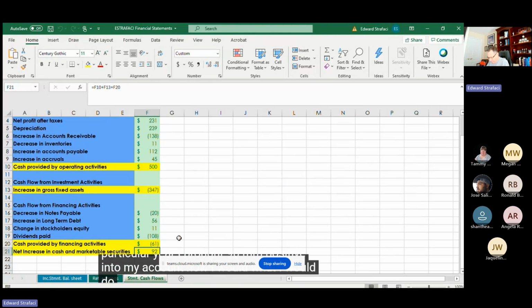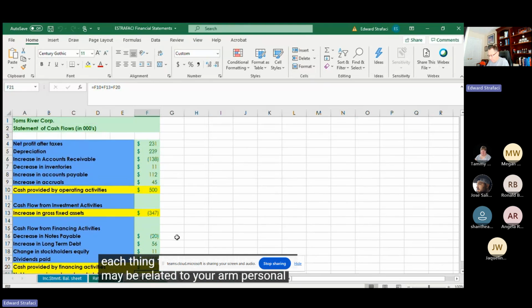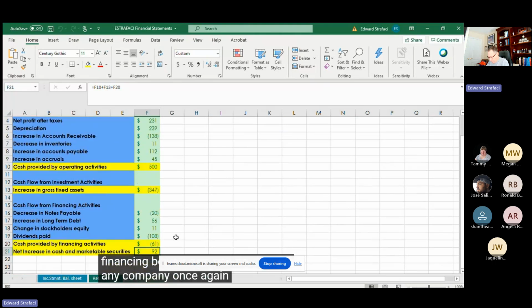What I would do with this is I would spend a lot of time thinking about it, going through each thing, thinking about the concept, maybe related to your own personal business or your own personal financing, because this all relates. Any company, as small as your local restaurant or hairstylist, and as large as IBM and Apple and Nestle's, they all have statements of cash flows. It's just much larger numbers, but it's all the same concept.